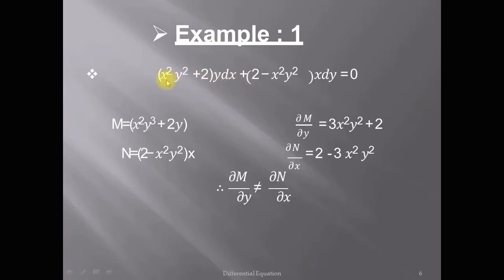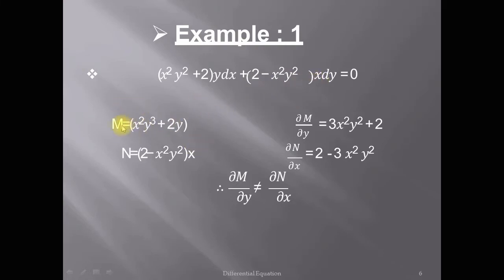Let's move on to an example. We have a differential equation (x square y square plus 2) into y dx plus (2 minus x square y square) into x dy is equal to 0. To check whether this differential equation is exact or non-exact, multiplying this y to this expression, we get the M function as x square y cube plus 2y, and the N function is (2 minus x square y square) into x.